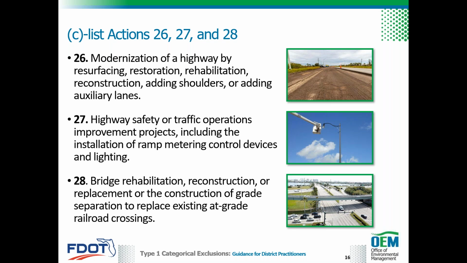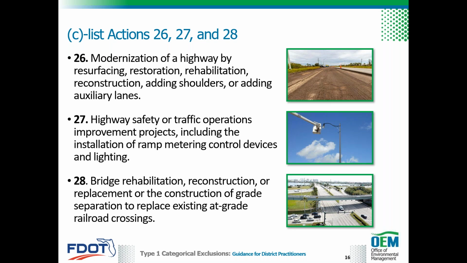There are additional criteria contained in Section E for those C list actions 26, 27, and 28. Now, these actions include modernization of highway by resurfacing, restoration, rehabilitation, reconstruction, adding shoulders, or adding auxiliary lanes. Restoration, rehabilitation, or replacement of culverts and inlets, drainage pipes, and systems can be under this CE when they're done as a highway modernization.